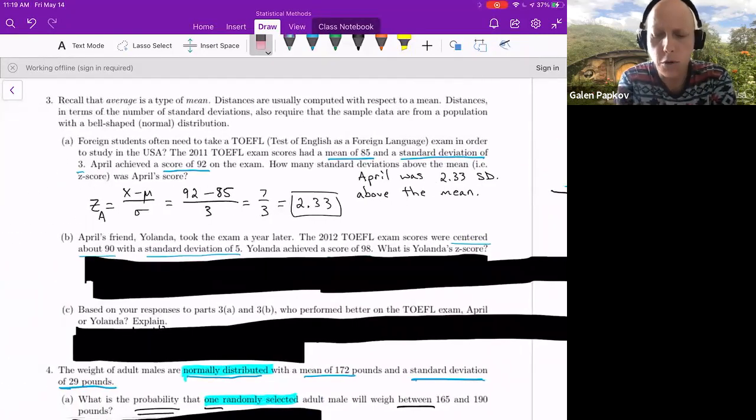So April was 2.33 standard deviations above the mean because it's a positive z-score, as long as you plugged in appropriately. A common mistake is instead of x minus mu, I see mu minus x, but it's always the observation first.